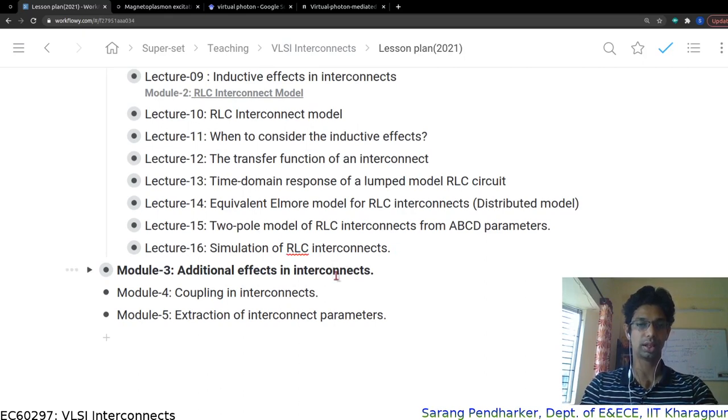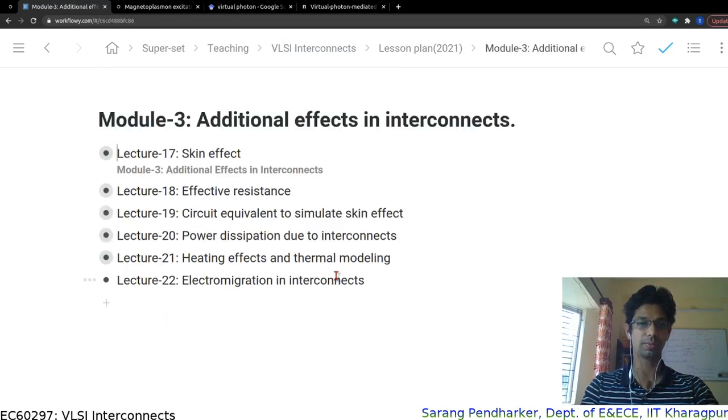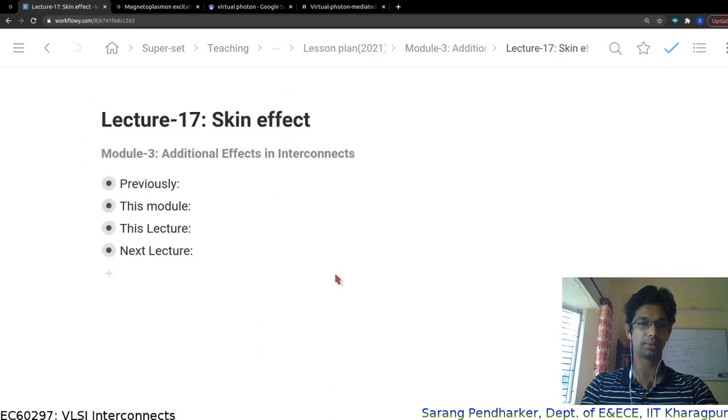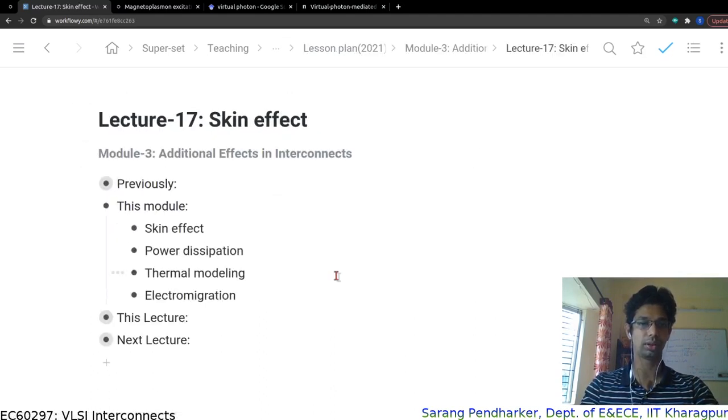In this lecture we will be starting module 3. In module 3 we will be covering the following effects. We will be studying what a skin effect is and how to model that. We will be looking at the power dissipation due to interconnects, thermal modeling of that, that is the modeling of heat dissipated in the interconnects, and the electromigration issues.